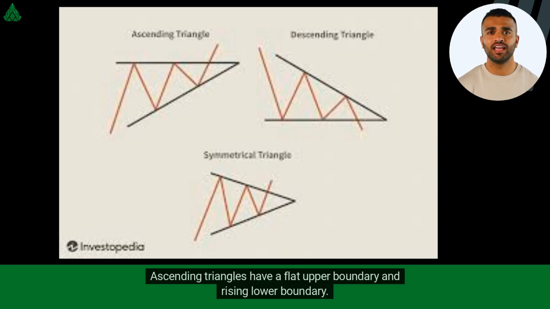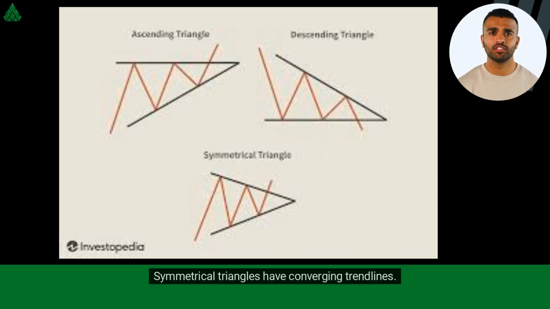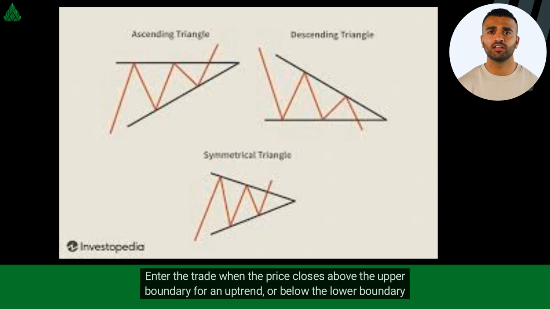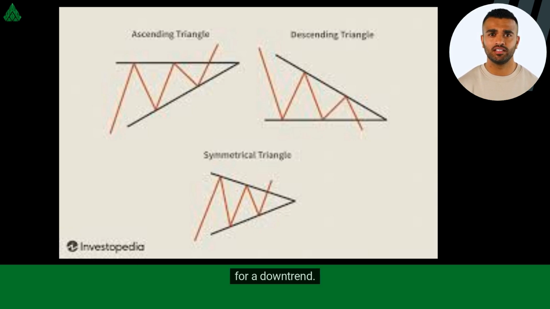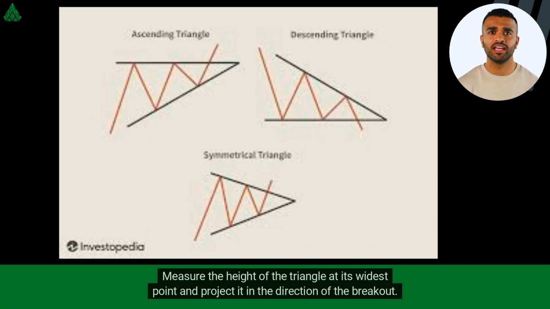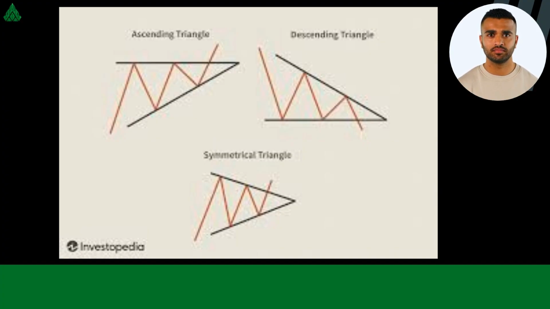Ascending triangles have a flat upper boundary and rising lower boundary. Descending triangles have a flat lower boundary and falling upper boundary. Symmetrical triangles have converging trend lines. The pattern is confirmed when the price breaks out of the triangle in the direction of the prevailing trend. Enter the trade when the price closes above the upper boundary for an uptrend or below the lower boundary for a downtrend. Place the stop loss below the lower boundary in an uptrend or above the upper boundary in a downtrend. Measure the height of the triangle at its widest point and project it in the direction of the breakout.